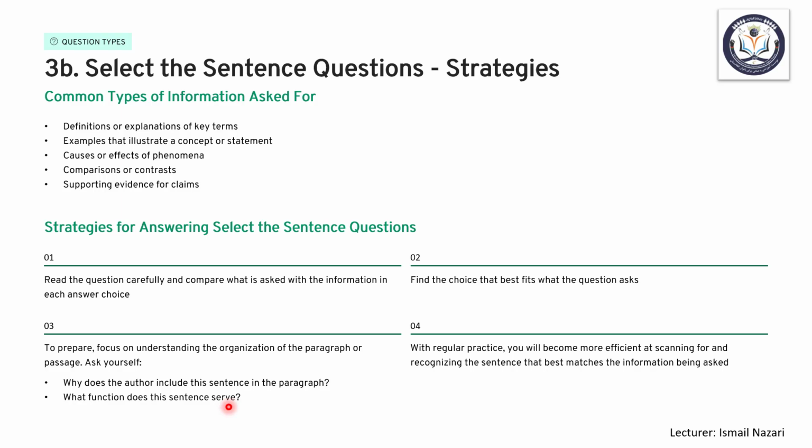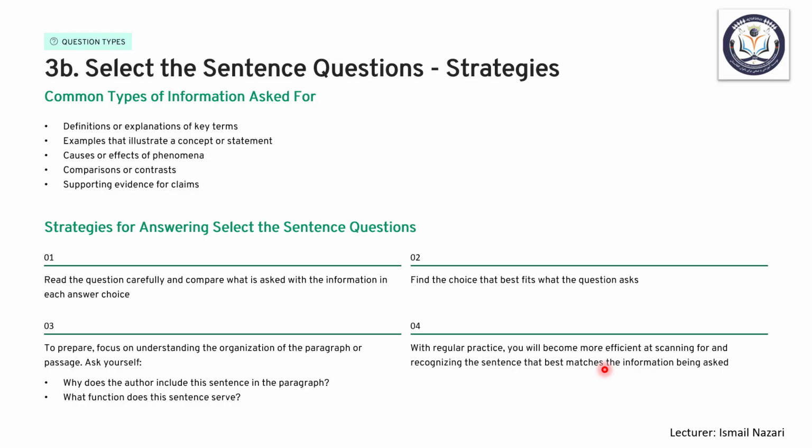What is the function? Is it adding detail? Is it adding elaboration? Is it adding a specific point? So what is the function? What purpose does it serve? We can ask ourselves. So using these ways, we can go ahead with select the sentence questions. So with regular practice, practice, and practice, you will become more efficient at scanning for and recognizing the sentence that best matches the information being asked. So practice and practice.